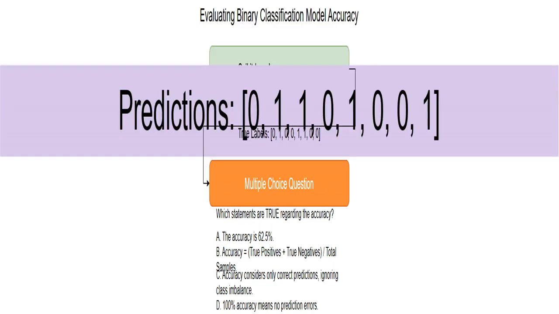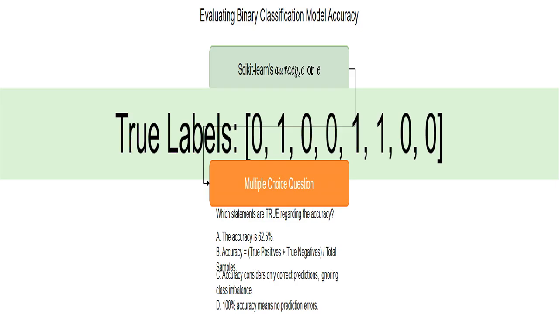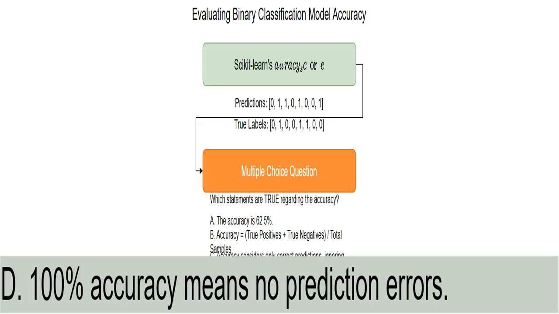These are the predictions made by our model for 8 different data points. A 0 represents one class and a 1 represents the other. These are the actual, correct classifications for the same 8 data points. If the model gets every prediction right, its accuracy will be 100%. This is the perfect score. It means there were 0 mistakes.